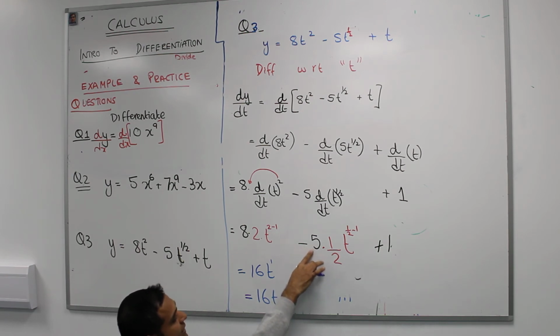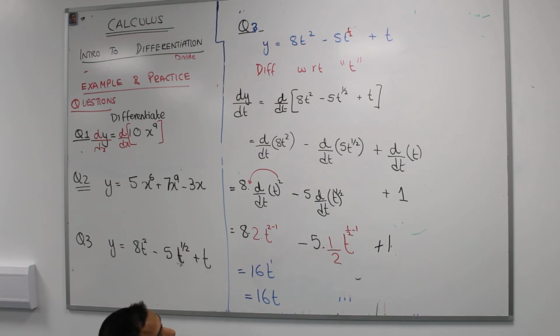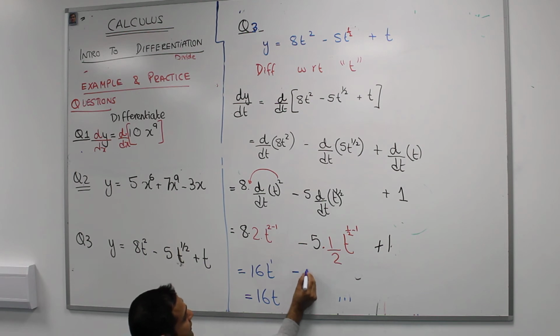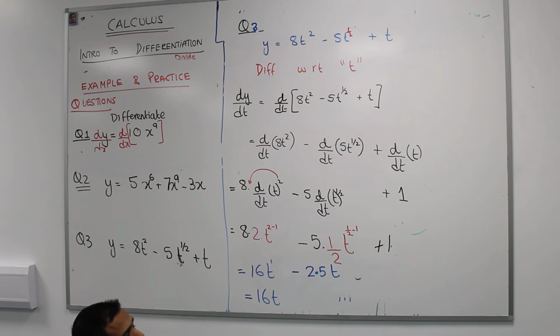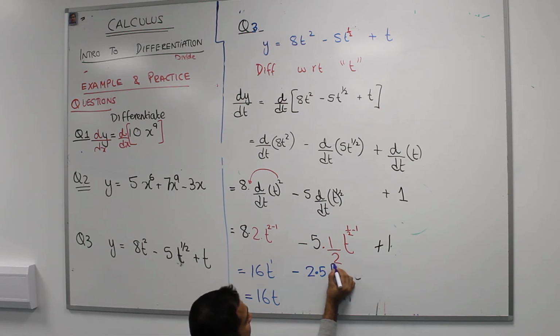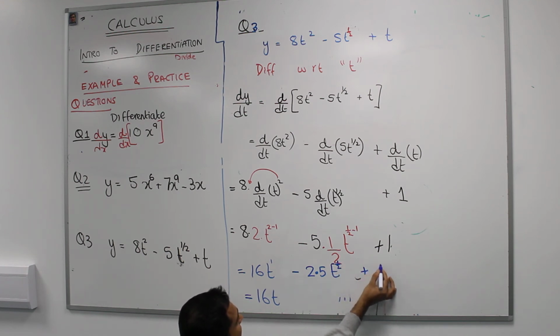Okay, now minus 5 times half is how much? Minus 2.5. You can write minus 2.5 or you can write minus 5 over 2. But I will go with minus 2.5. Yeah? This is 2.5. That's okay. What happened to that one? t to the half minus 1 becomes how much? Minus half. Minus half. That becomes a minus half. And plus 1 as it is.